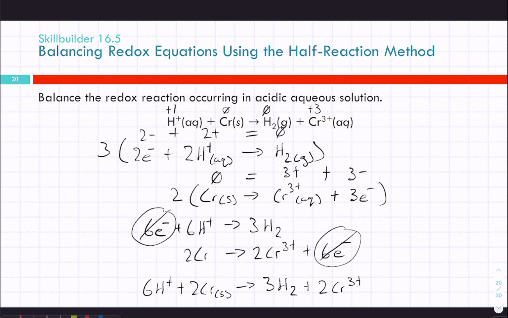So we can check our balance here by looking at the charges. So this is a 6+ and 6 hydrogens, each one with a +1. And then we also have 6+ because we have 2 chromiums, each with a 3+. Any questions? Still good?